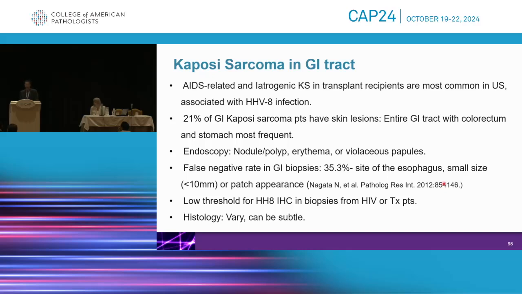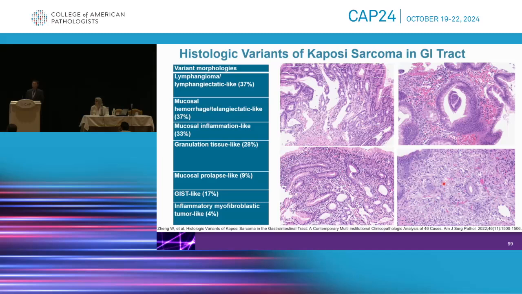What kind of morphologic changes may suggest this, such as hemorrhagic change or spindle cells? We also meet other morphologic changes. This is a study from Emory. Dr. Zheng published 46 cases of GI Kaposi sarcoma and divided the morphologies into 7 categories. The most common is in the lamina propria, where you can see a lymphangioma-like pattern, just like this picture. This is my case. You can see a lot of dilated lymphatic channels. When you see these morphologies, think about maybe Kaposi sarcoma.